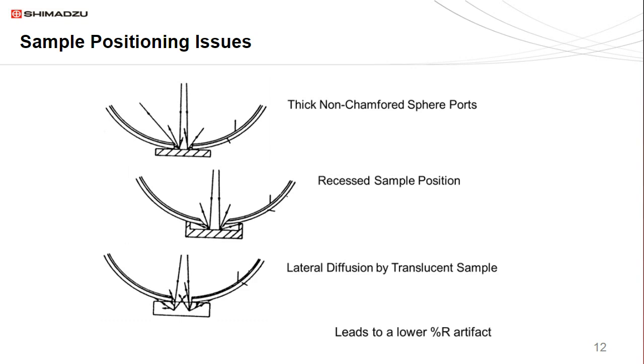This is a problem with curved samples. So if you're using curved samples, place the convex surface against the sphere, not the concave surface. Lastly, if your sample is thick and hazy, rather than the light simply going through the sample and out, it gets scattered around in the path length of the sample, and that light then gets trapped out, and some of it can get back into the sphere and cause an artifact.